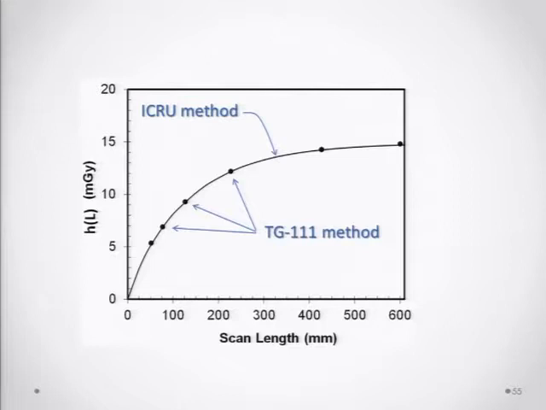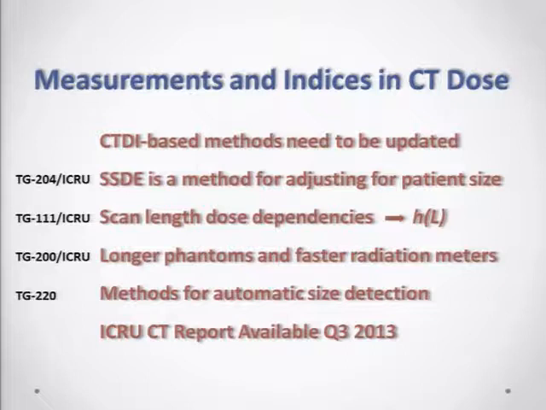So, in summary, in this discussion of measurements and indices and CT dose, we talked about CTDI-based methods and why they need to be updated. We talked about this SSDE, the output of TG204, and it's also a chapter in the ICRU report that adjusts for patient size. We talked about the scan length dependency, H of L, and that's described in TG111, also in the ICRU report. We talked about the phantoms and faster radiation meters, and that's also discussed in TG200, et cetera.